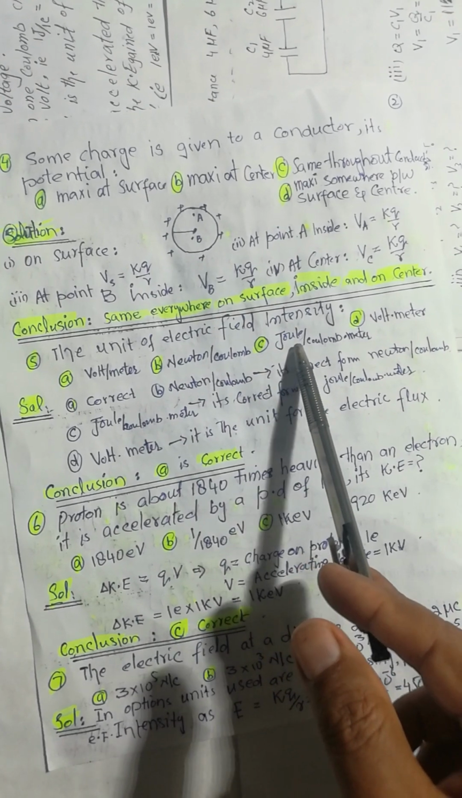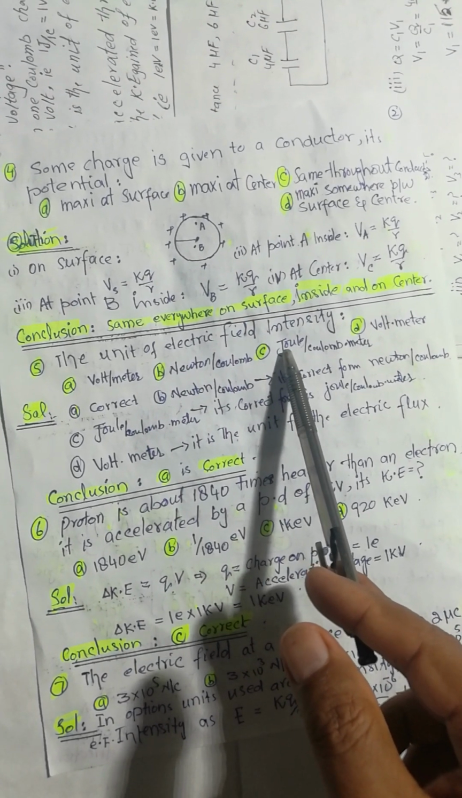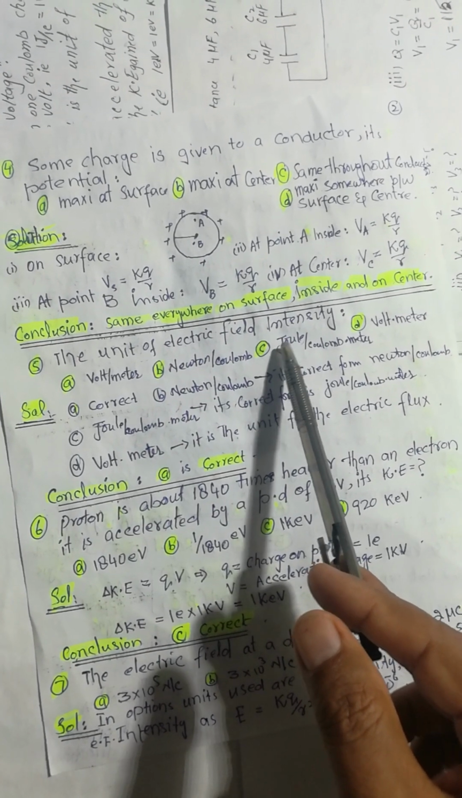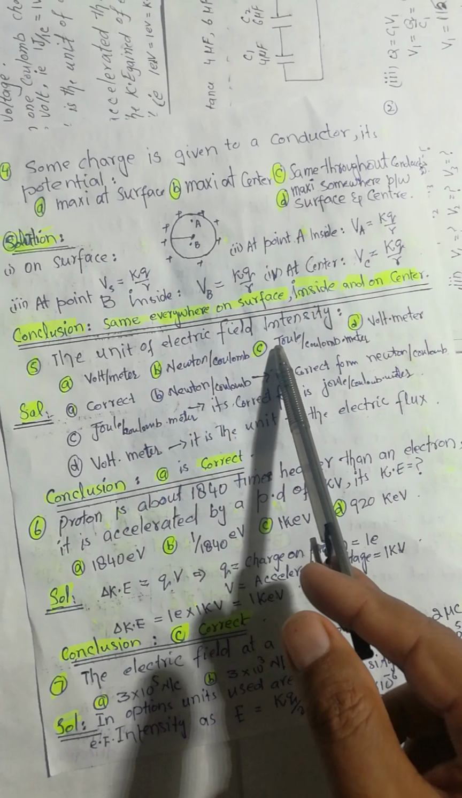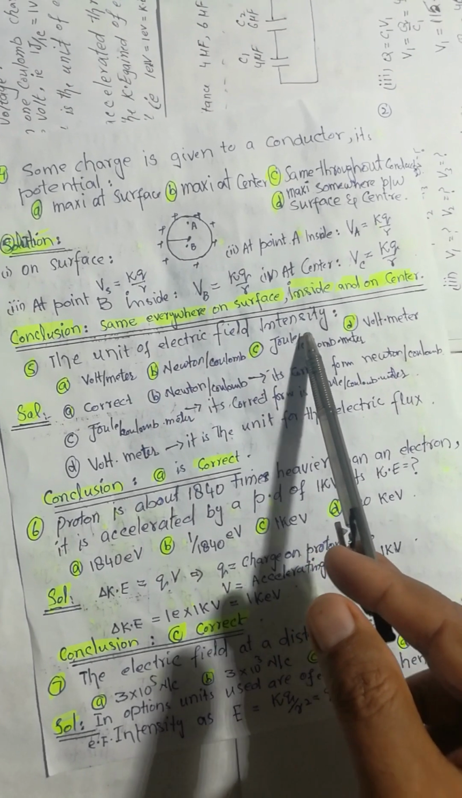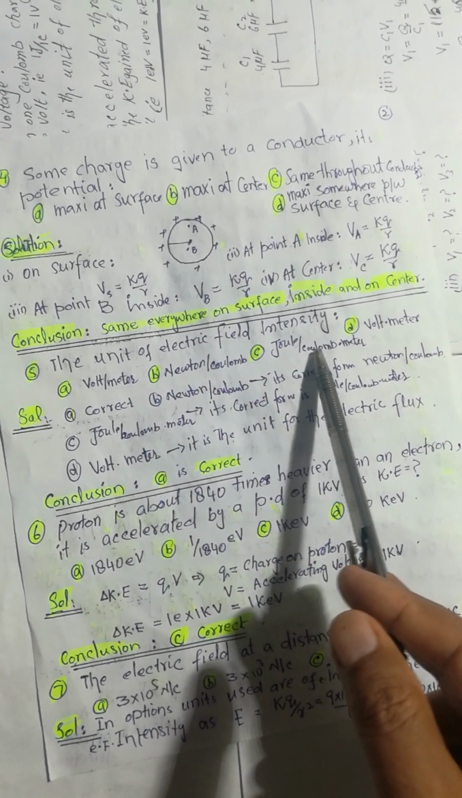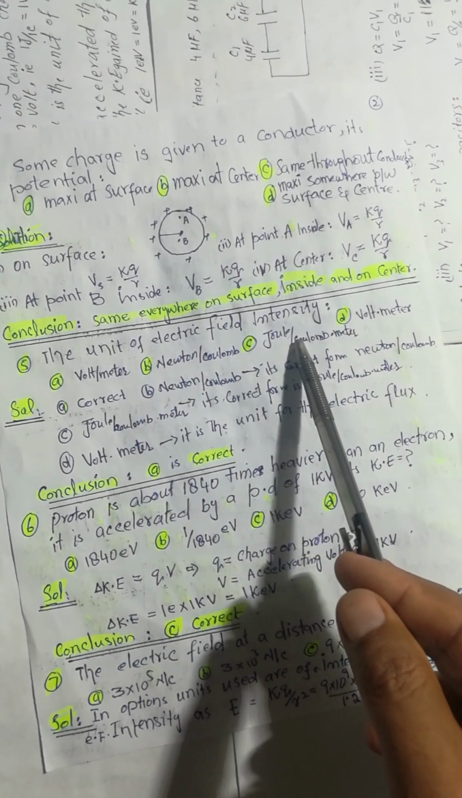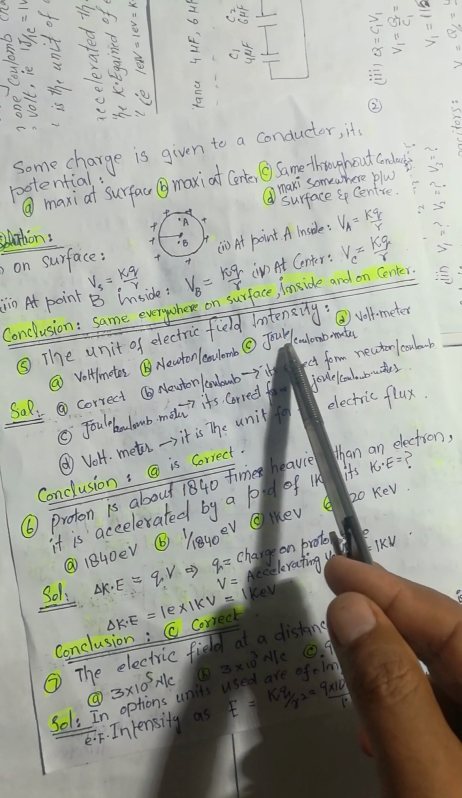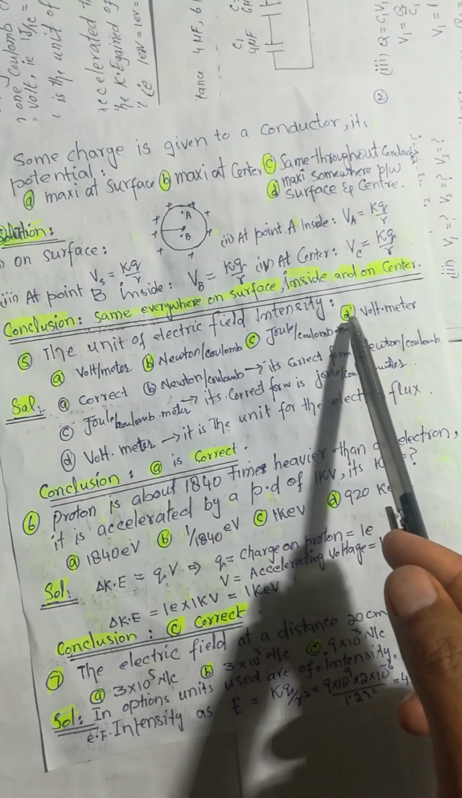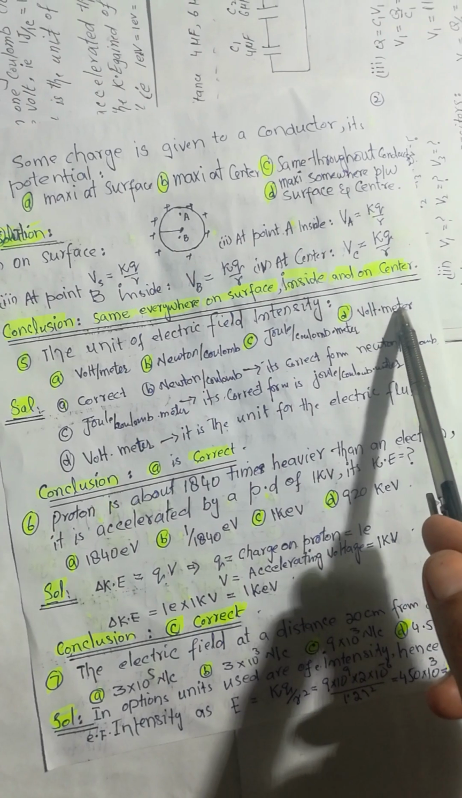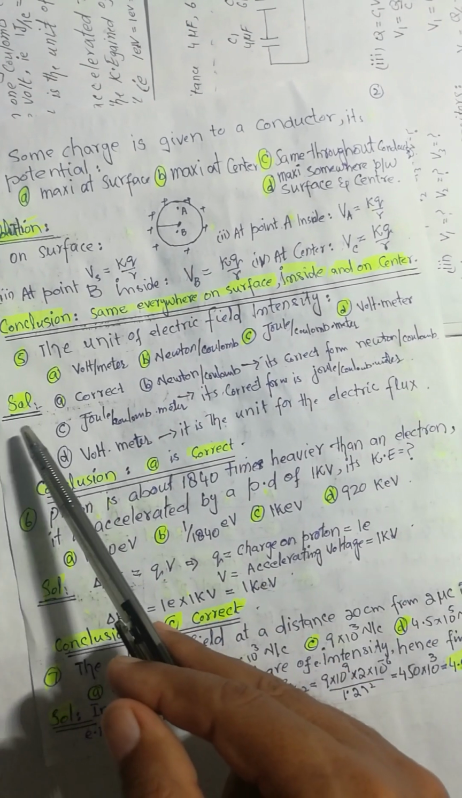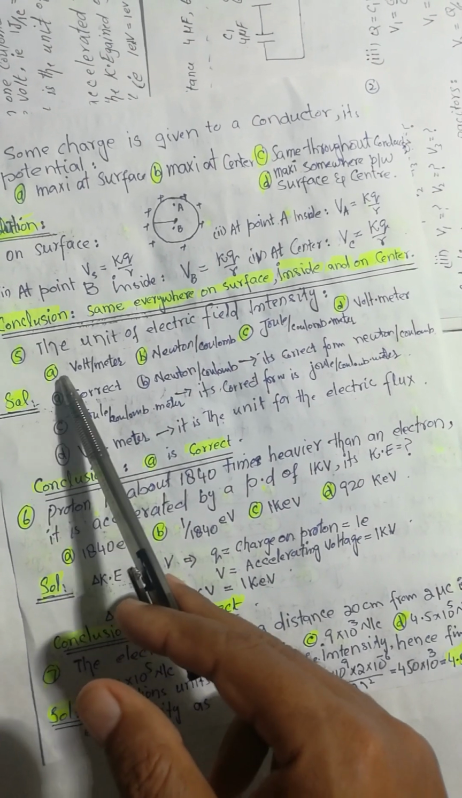Similarly, option C is also wrong, because Joule was also a scientist and the unit should be in small letters, joule per coulomb meter. Similarly, this option C is also wrong. Now come to option number 4. So volt meter is the unit of electric flux, not the unit of electric field intensity. Thus the correct option is option A.